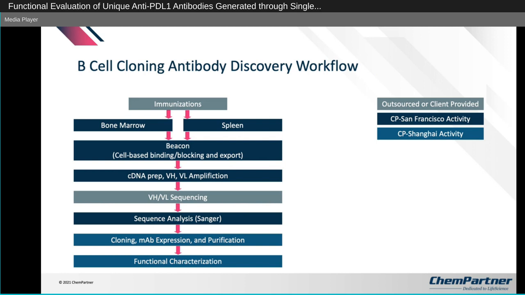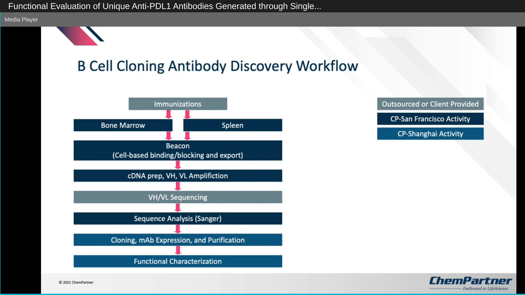So this is a snapshot of the B cell antibody discovery workflow. The immunizations we tend to outsource or work with the client to have immunizations done, but we receive the lymphoid tissue such as bone marrows, spleens, or lymph nodes from the immunized animals. And we do the isolations and plasma B cell enrichment at our site at South San Francisco. We load those B cells on the Beacon and can execute binding, blocking assays or other functional assays, and then export the B cells that have the desired binding or blocking activity.